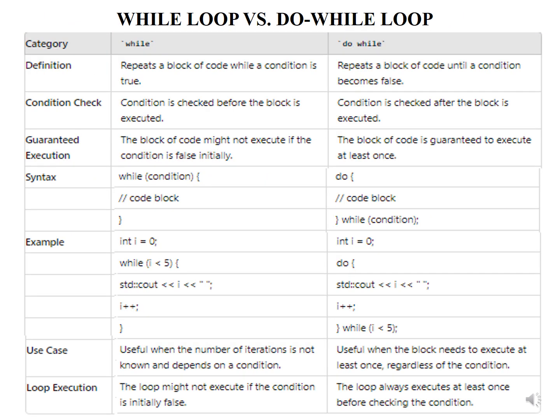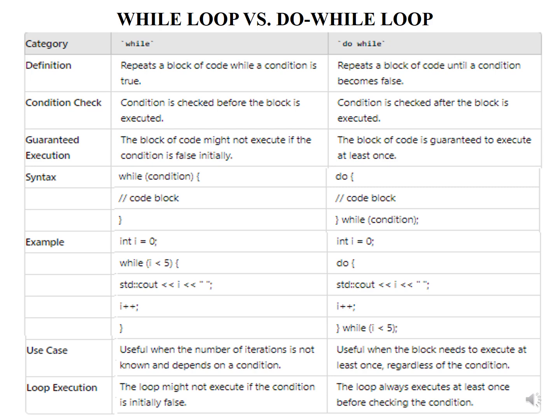Let's compare the while loop versus the do while loop. Definition: a while loop repeats a block of code while a condition is true. A do while loop repeats a block of code until a condition becomes false. Condition checks: in a while loop, the condition is checked before the block is executed. In do while, the condition is checked after the block is executed. Guaranteed execution: in a while loop, the block of code might not execute if the condition is false initially itself. In do while, the block of code is guaranteed to execute at least once.